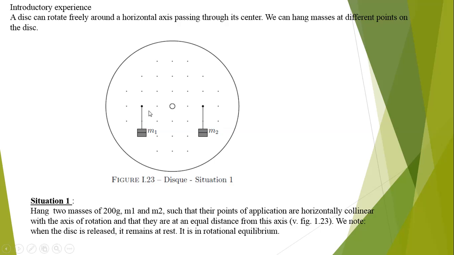If we place the two masses as shown in this figure and we release the disk, it remains at rest. So in this case the disk does not rotate, so it is in rotational equilibrium. The disk remains at rest.